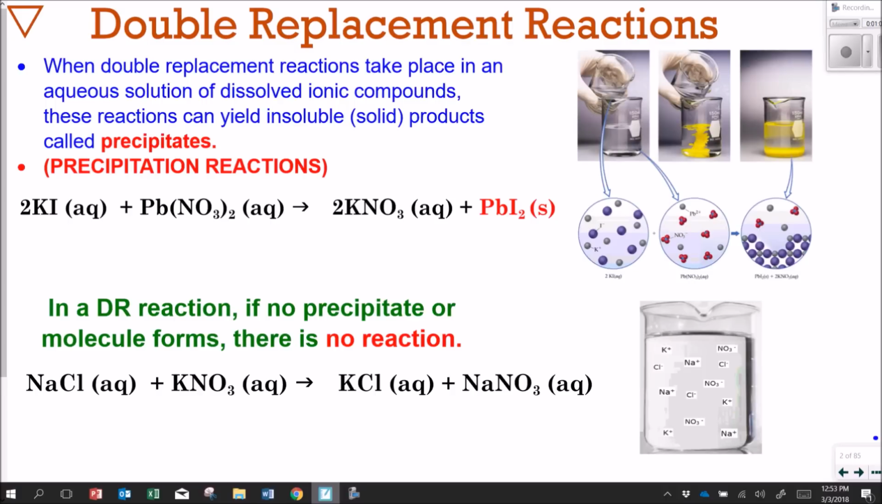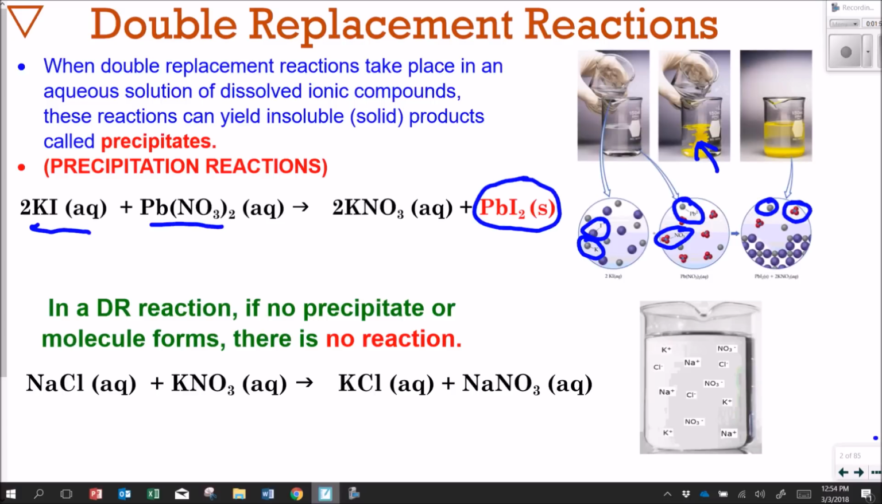In this example, we have aqueous potassium iodide. So in there we have iodide ions and potassium ions mixed with lead-2 nitrate. So in our second beaker, we have lead-2 ions and nitrate ions. And when these are mixed, we form solid lead-2 iodide as a precipitate. And then we also have potassium ions and nitrate ions still dissolved in the solution.